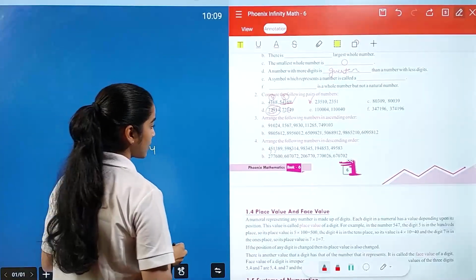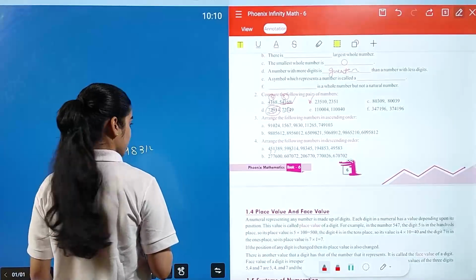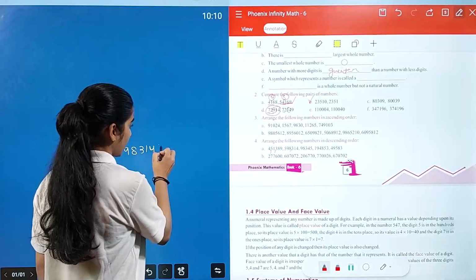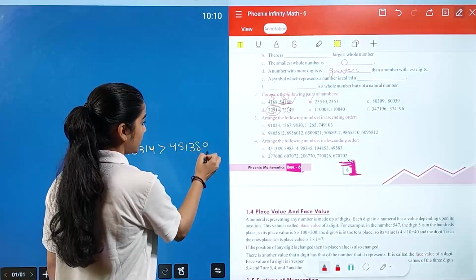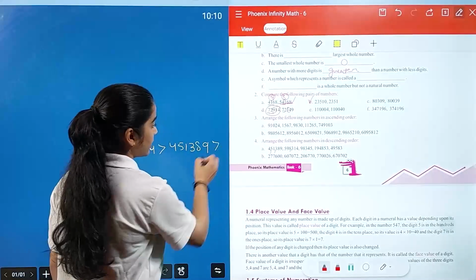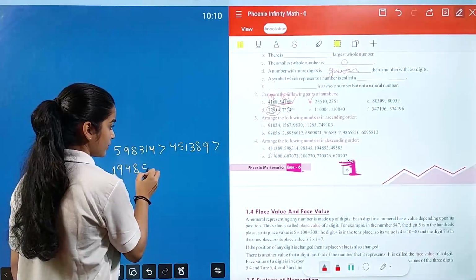According to digits, in this we have 5. After this we have 4, 5, 1, 3, 8, 9. Then we have 1, 9, 4, 8, 5, 3.